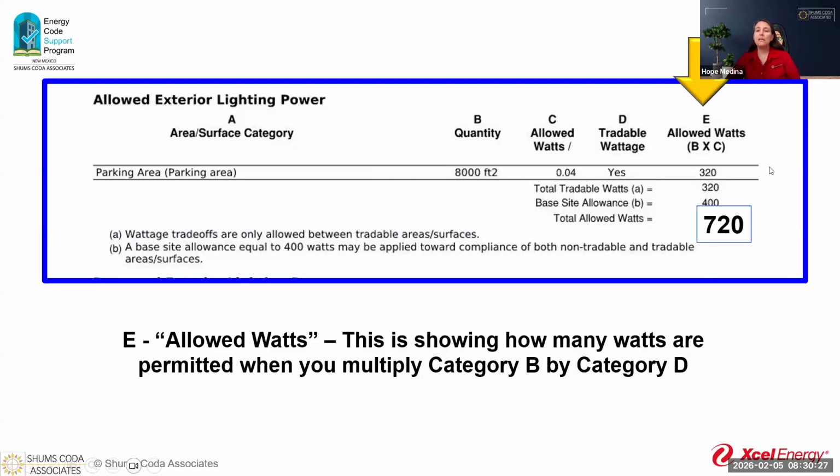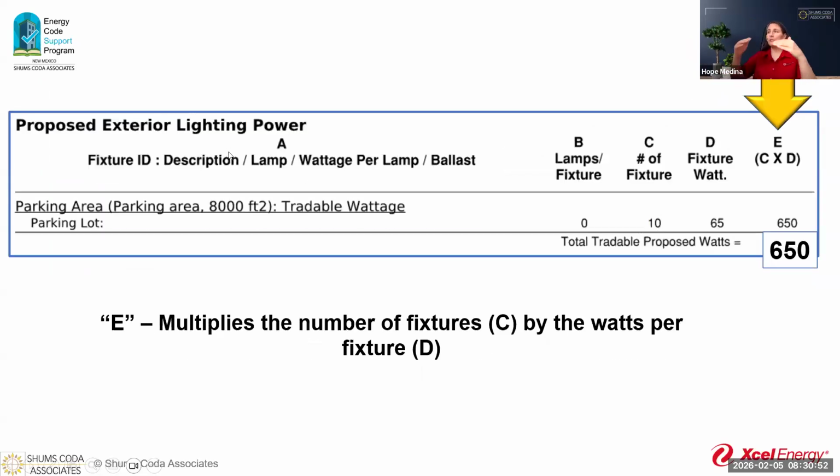And so ultimately, everything gets multiplied, and then you would add up all the areas, and that lets you know how much wattage you are permitted to design your exterior lighting system to. So in this instance, they were permitted 720 watts. Now, the proposed area is saying, hey, this is what we're going to do in our parking lot area, because this project apparently was only doing parking lot.